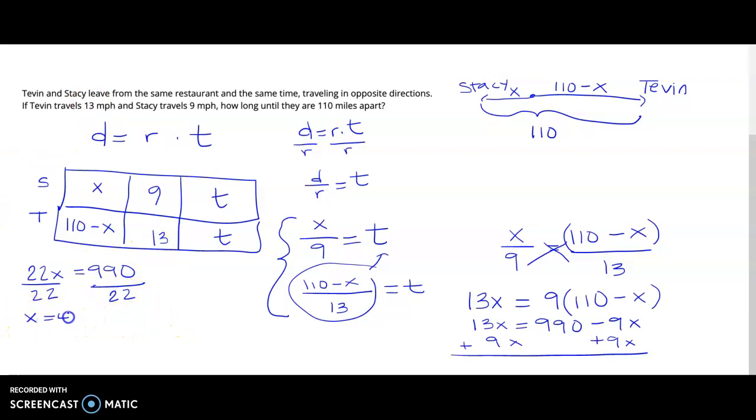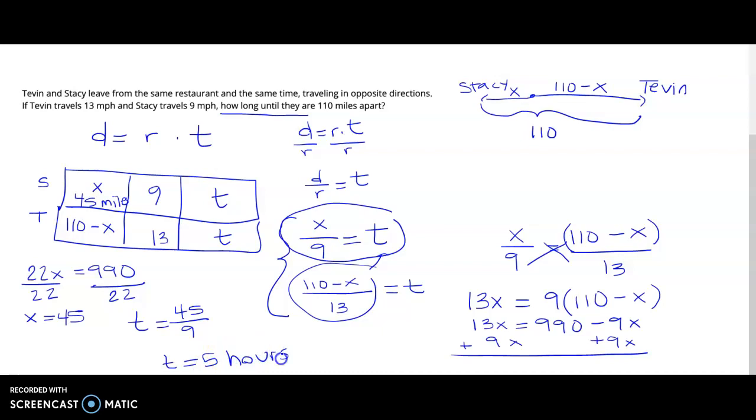So if x equals 45, that tells us that Stacy traveled 45 miles, right? And then Tevin traveled whatever 110 minus 45 is. But the thing is, we're not looking for the distance, we're looking for the time. How long until they are that far apart? Well, we also figured out that t equals x over 9, right? This one right here. And so we're going to take that t equals x over 9 to figure out our time. So t equals 45 over 9, so time is just going to be 5 hours.